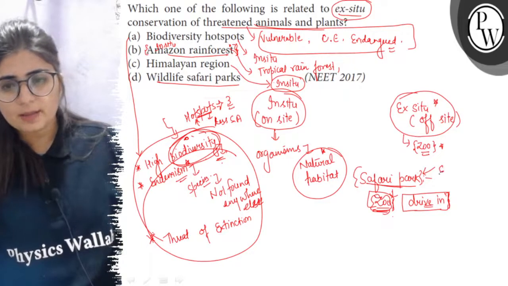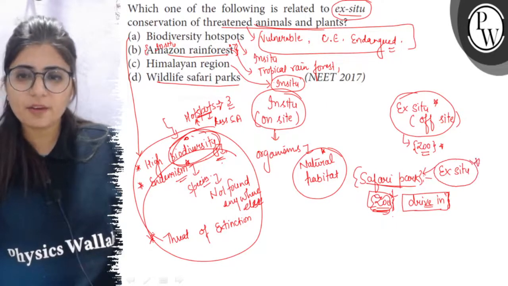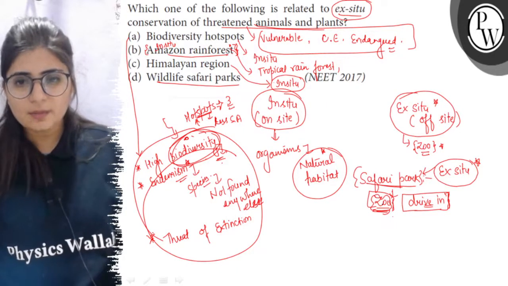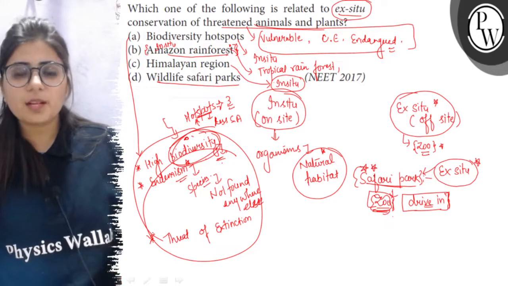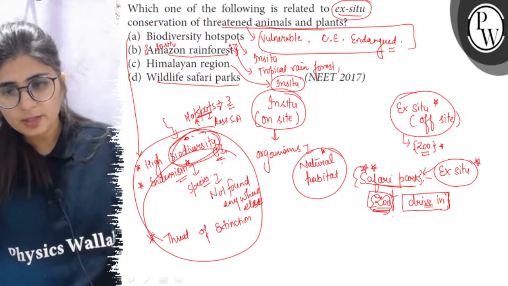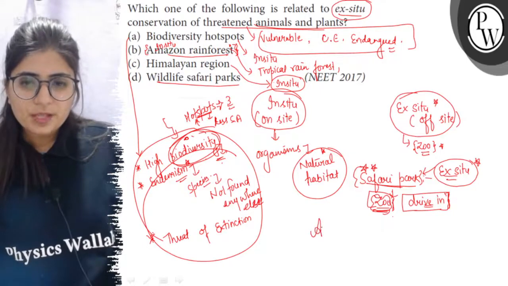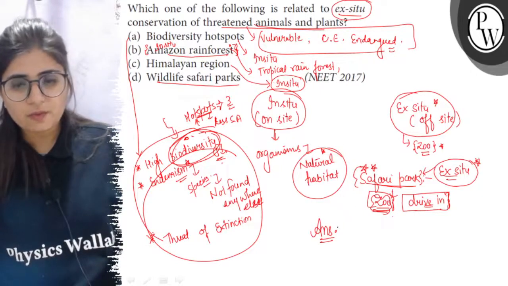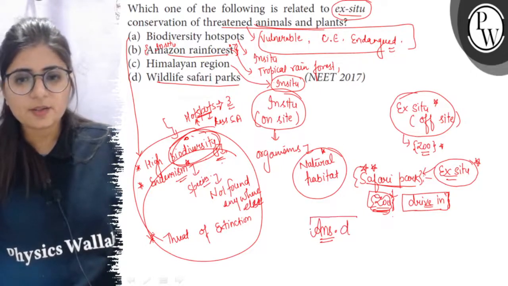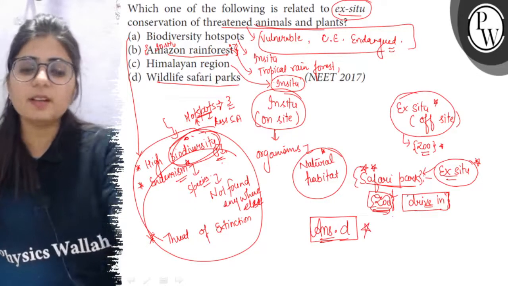So this is a method of ex situ conservation because here the animals are taken away from their natural habitat. The animals found in a safari park are taken away from their natural habitat like the forest. So this is a method of ex situ conservation. Out of these four, the one which is an ex situ approach is the wildlife safari park. So the right answer of this question is option D. I hope this explanation is clear. All the best.